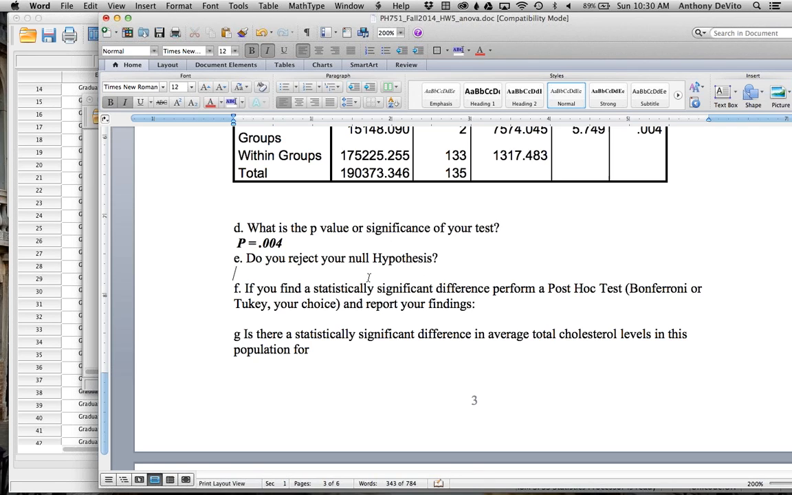Do you reject your null hypothesis? Yes, we reject it because our significance, or probability of being wrong, making a type 1 error, is less than 0.05. P is less than 0.05. It's hard to see that 0, so I'm going to put 0 in front of it.